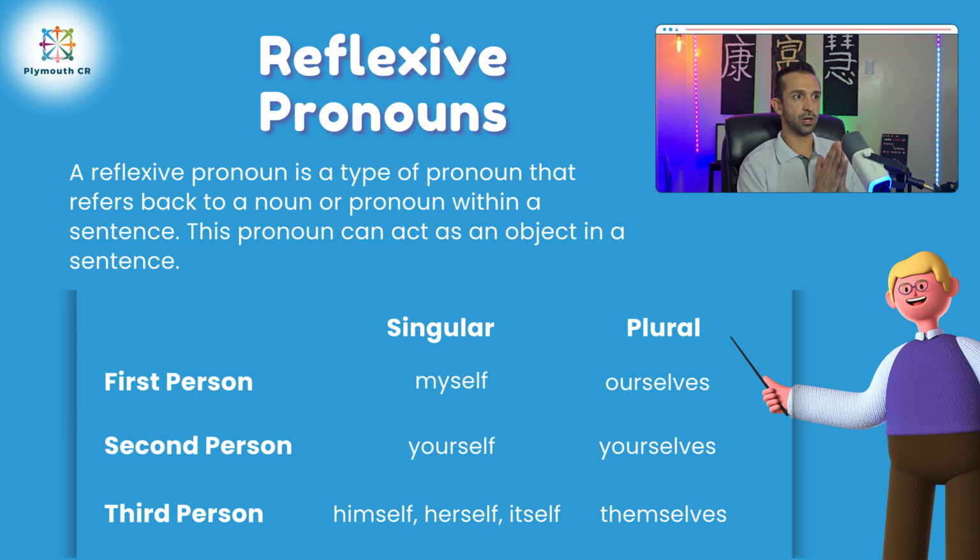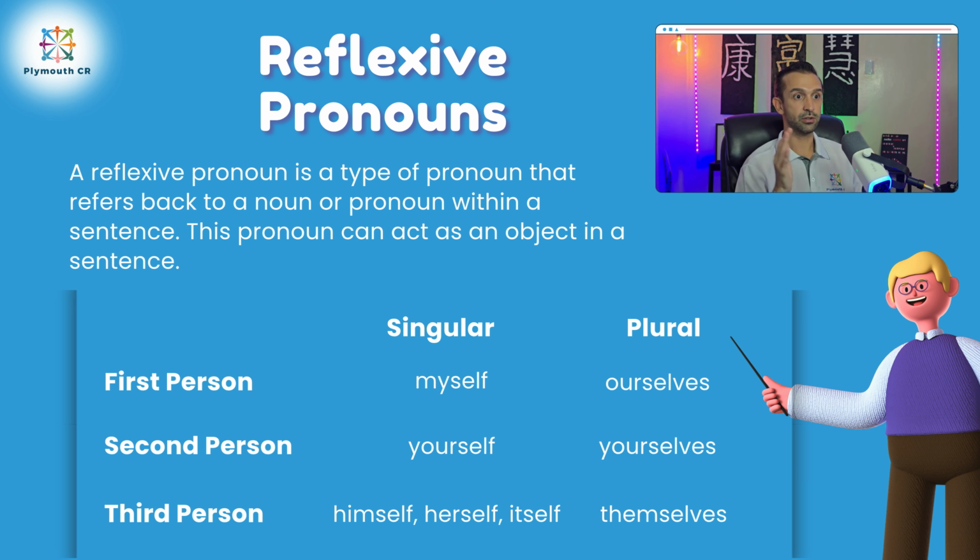So the reflexive pronoun is a type of pronoun, we have it in here, that refers back to a noun or pronoun within a sentence, okay? And this pronoun can act as the object in that same sentence. So we already talked about object pronouns. So we have this chart, first of all, to take a look at it.